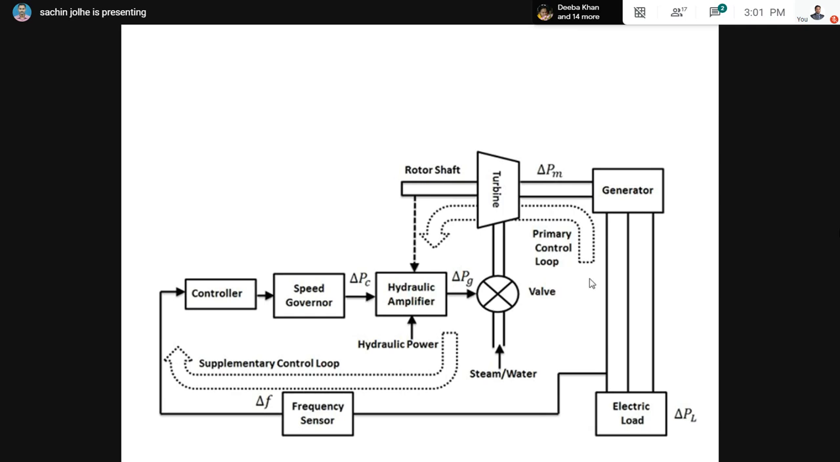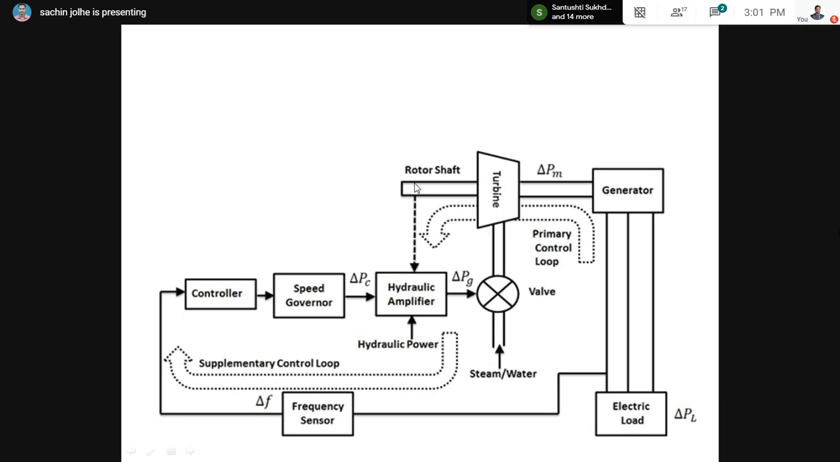Okay, accelerator is everywhere. The accelerator's job is to increase or decrease speed, whatever we are using, and this type of thing is going to be used in this valve. So the steam or the water will flow through the valve, and this is going to control the speed of the turbine.